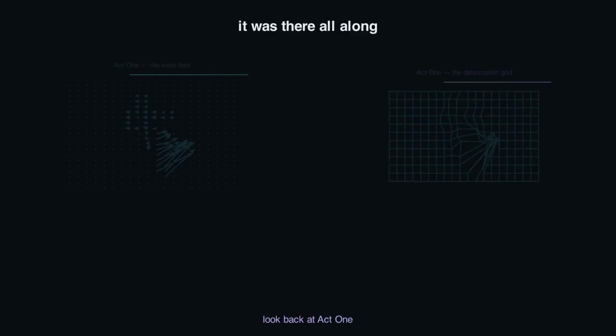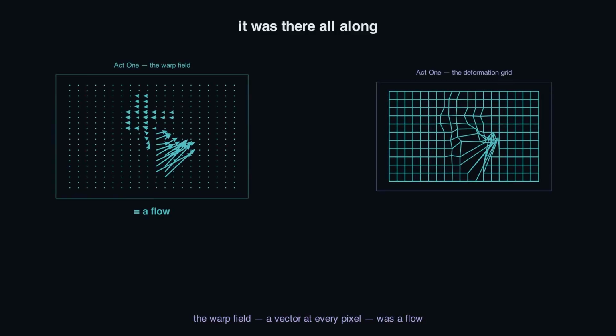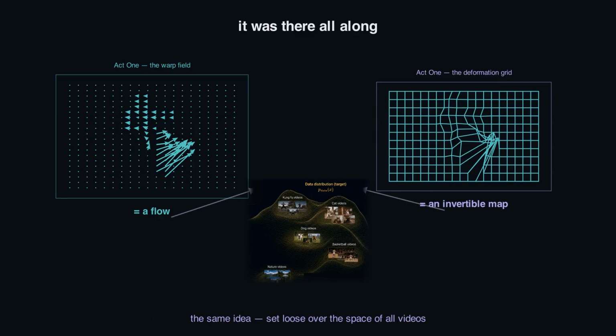Before we finish, look back at Act 1. That warp field, carrying every pixel to its next position, that was a flow. And that deformation grid, carrying the source to the pose and exactly back, an invertible map. The seeds were there all along. Diffusion just set them loose over the space of every possible video.